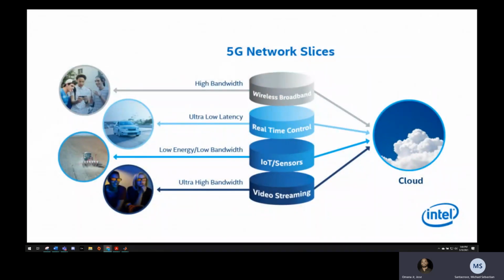In this slide, we have an example of 5G network slicing. As you can see, we have the logically isolated networks, starting with wireless broadband, real-time control, Internet of Things sensors, and video streaming. Signals can be transmitted as seen, high bandwidth, ultra low latency, low energy, low bandwidth, and ultra high bandwidth, all going to the same cloud.